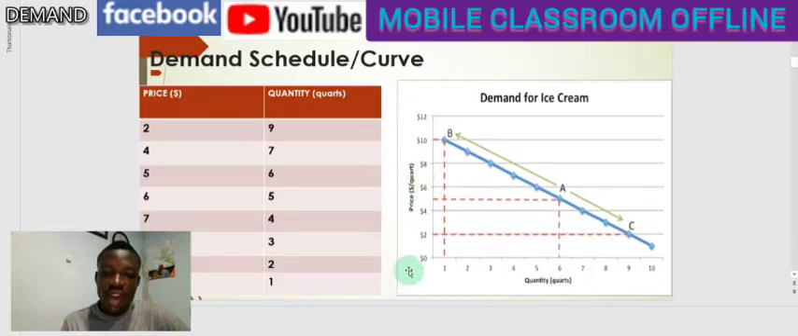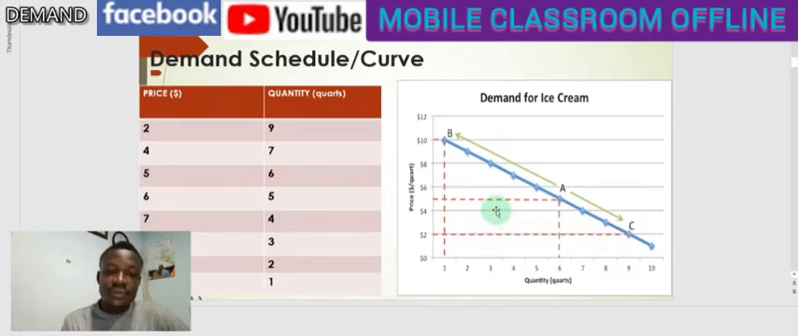So we have the quantity on the horizontal axis or the x-axis, and then the price on the vertical or y-axis. So at the end of the day, we just join these points, and then we have a demand curve which is downward sloping. We say that the demand curve is downward sloping. Start from here and draw it downward. It is downward sloping because of the law of demand.